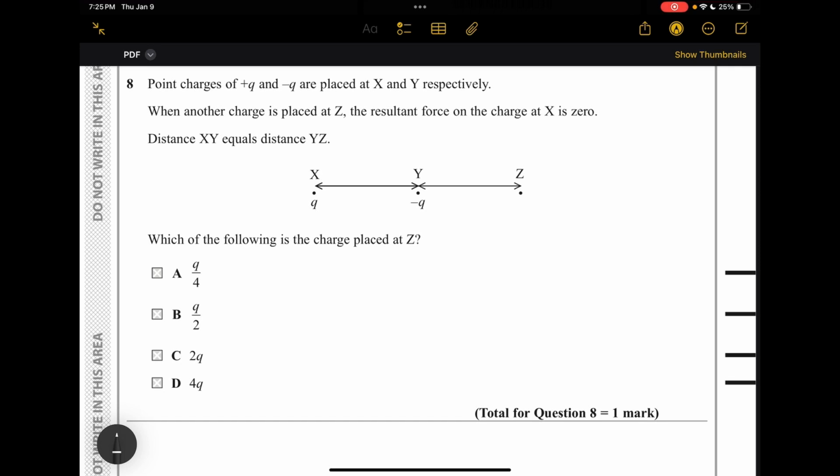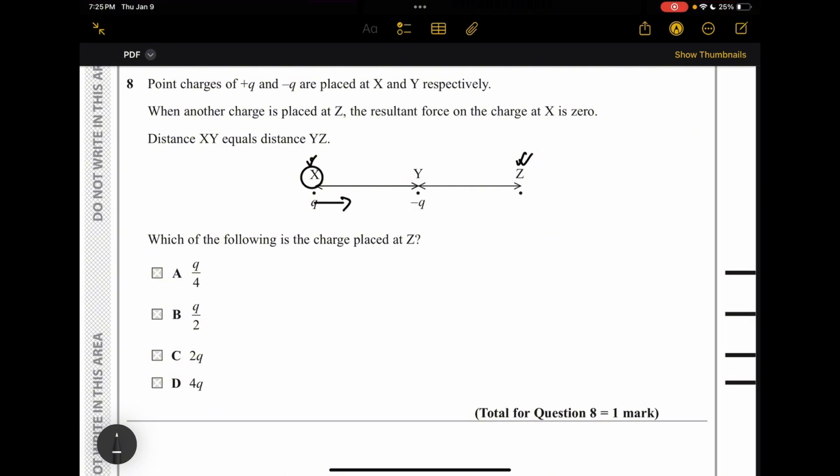Point charges of plus q and minus q are placed at x and y respectively. So positive charge and negative charge are placed at x and y. When another charge is placed at z, the resultant force on the x is 0. So basically there is a positively charged q and a negatively charged q on y and x respectively. One is positive and the other one is negative, so there is an attractive force. So on x there is an attractive force in this direction from y or minus q. But when another charge is placed at z, the resultant force on this x became 0.